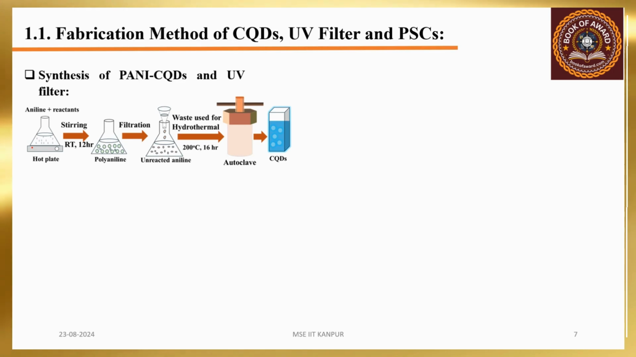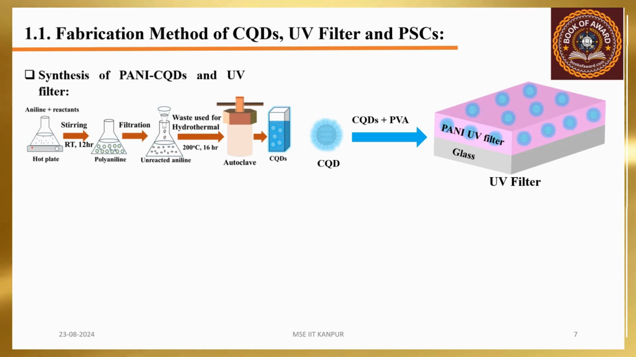To make the PAN-carbon quantum dots solution, PAN-carbon quantum dots are mixed with polyvinyl alcohol and DI water in appropriate amounts, and it is stirred with heating on a hot plate. To make the PAN-UV filter, this solution is sprayed on glass, and by using spin coating, we make the film of PAN-UV filter, which is called the PAN-UV filter or UV filter.